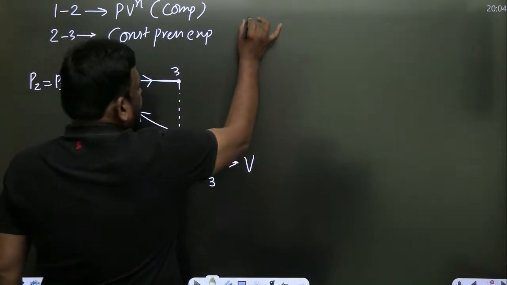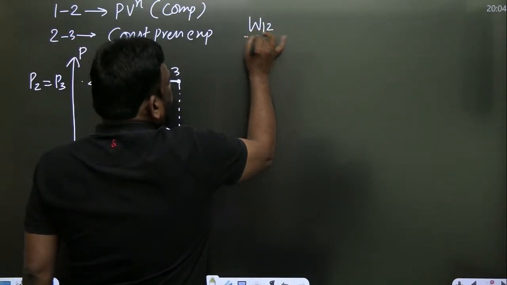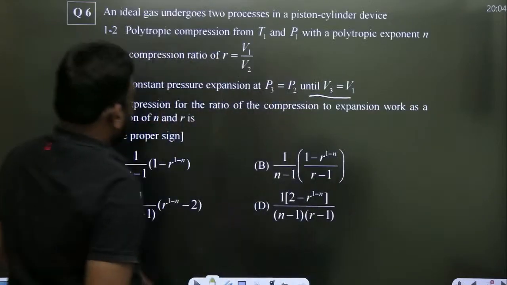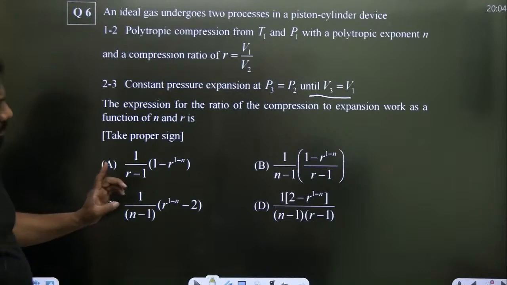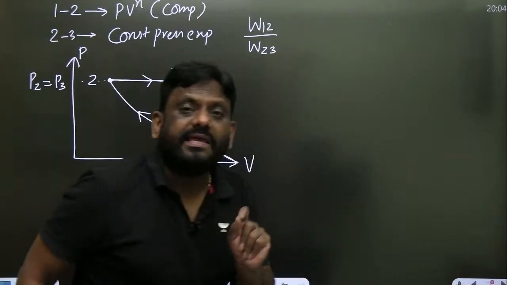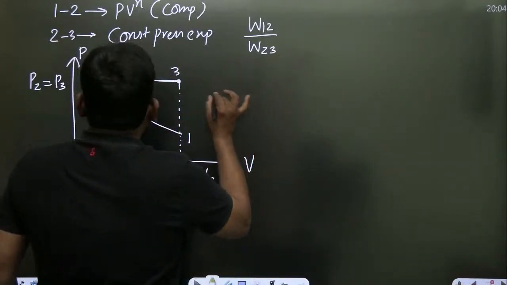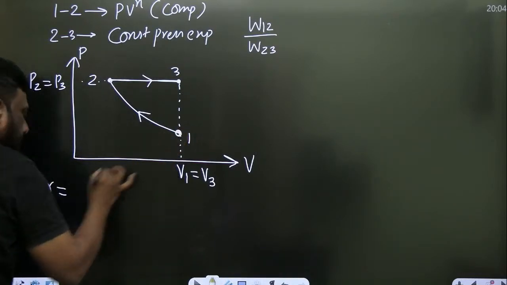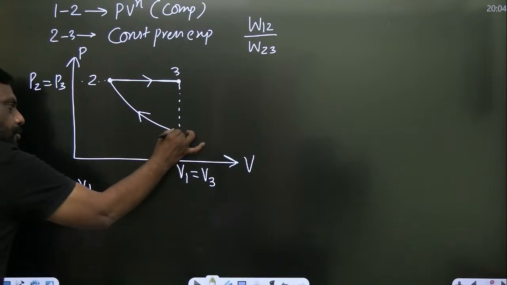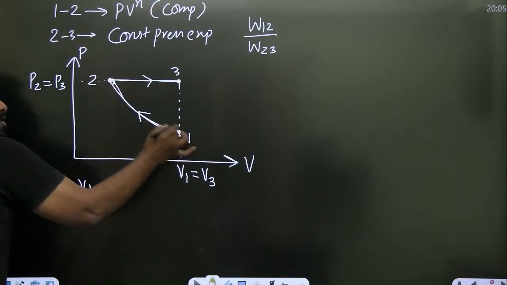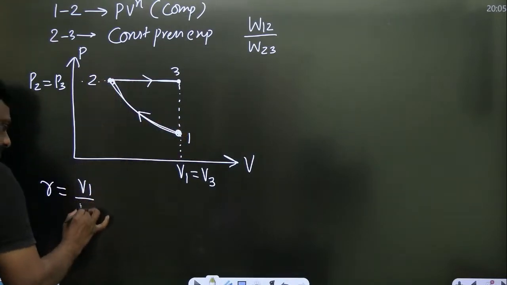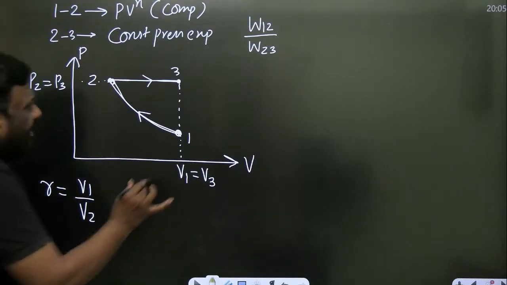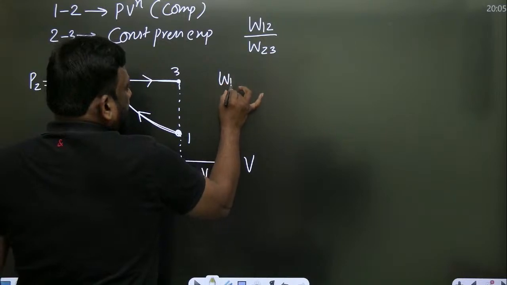ठीक है? Now he is asking what is the ratio of this work to this work. So he is asking work in 1 to 2 to work in 2 to 3. But he has given in terms of some R and n. But what is R, sir? R, he said compression ratio. What is the meaning of compression ratio? It is volume before compression to the volume after compression. It is known as compression ratio.